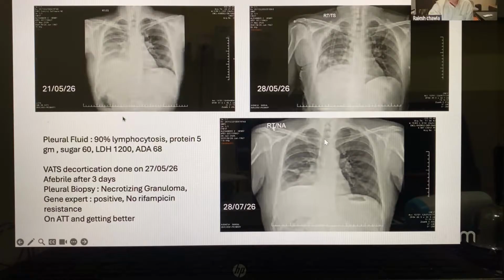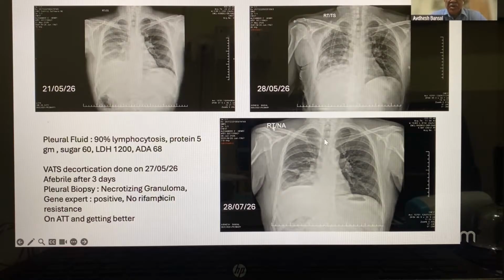So what happened to our patient? Our patient, we decided based on the CT scan that the pleura was very thick, and there was no way. We did the pleural aspiration, which showed 90% lymphocytosis. Protein was 5 grams, LDH was very high, ADA was 68, just suggested tuberculosis. And since the patient had been going on for almost 3 months, we decided not to put a chest tube in this patient. We decided to take this patient straight away for VATS decortication, which was done almost 7 days after the patient was admitted.